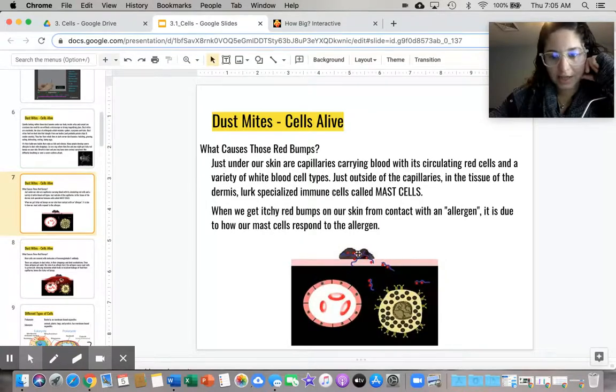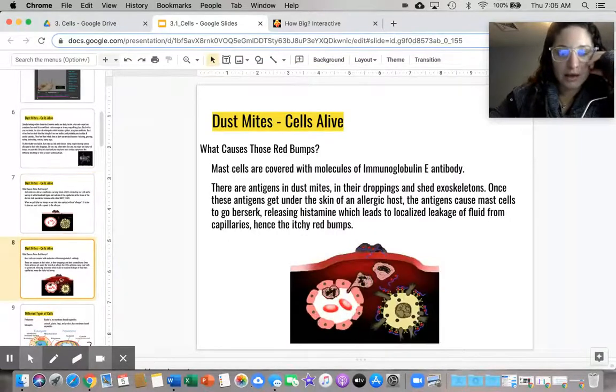So here's our dust mite poop right here, and here's all the little allergen causing stuff. It looks like some red blood cells. This would be your mast cell, your white blood cell. And so basically these things right here attach to these things right here, and your white blood cell is like, not today. No itchy today. That's what's going on here. So a continuation of the red bumps. Mast cells are covered with molecules called immunoglobulin E antibodies.